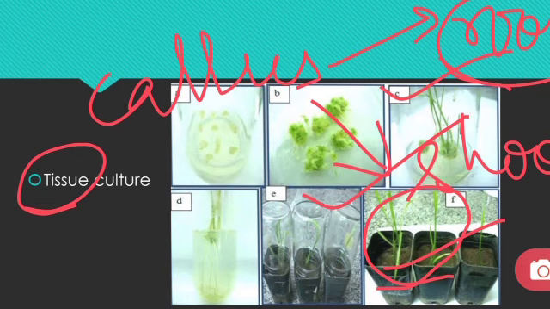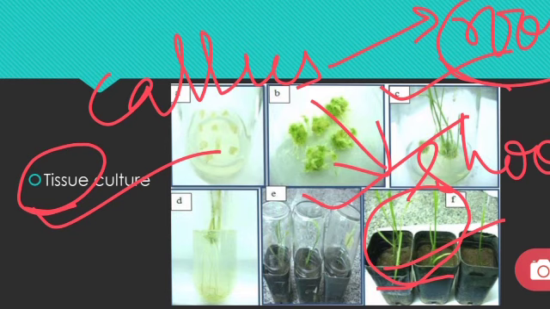We are not dependent upon seeds for the growth. So these are the processes which we can perform artificially, and tissue culture is now being performed to increase the number of plants, to increase the growth of the plant and to fulfill the demand of the growing population. Okay, so these all were the artificial methods of vegetative propagation.